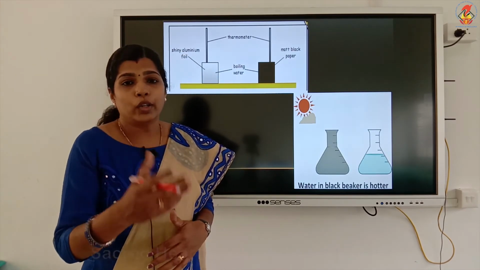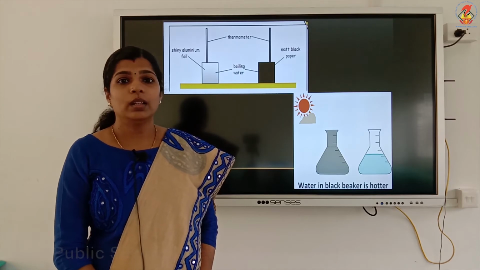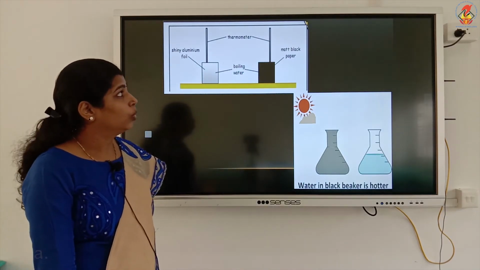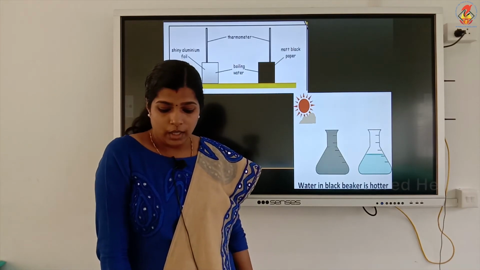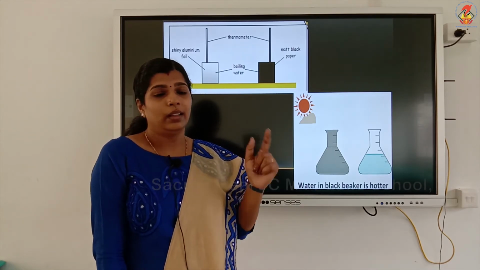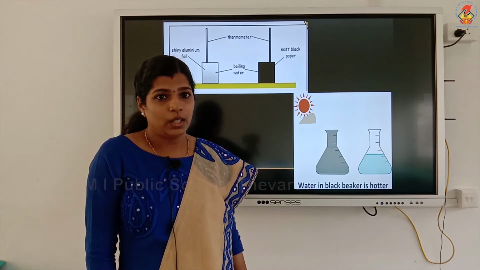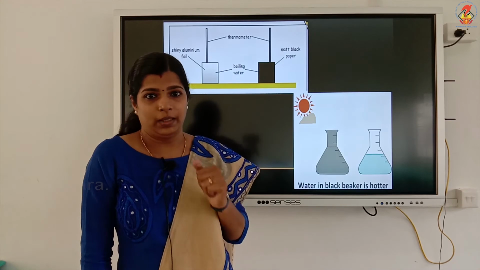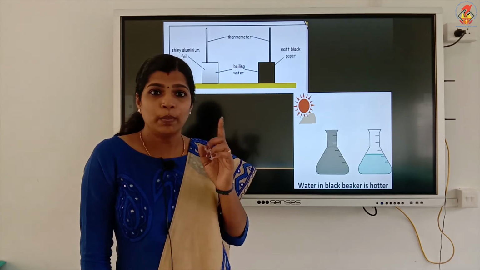Now, we will record the observation, which means we will take the reading of the temperature of the water using a thermometer. Okay. You can see that the temperature of the water in the black can will be more than the temperature of the water in the white can. From this you will get an idea that black objects will absorb more heat.